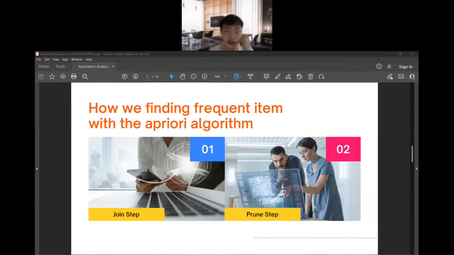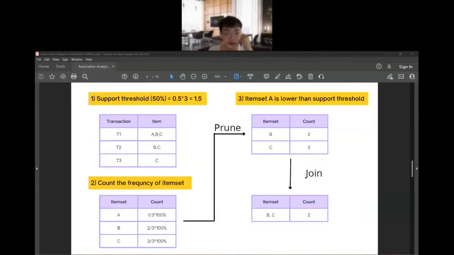I will talk about the Apriori algorithm, about how we find frequent items with this algorithm. In the Apriori algorithm, there are two important steps, which are the join step and the prune step. First, it will be given a set of transactions with a few items and a support threshold. For example, here the threshold is 50%, so we can transform it to the frequency, which is 1.5 for the item. There are 3 transactions here and the items are A, B, C.